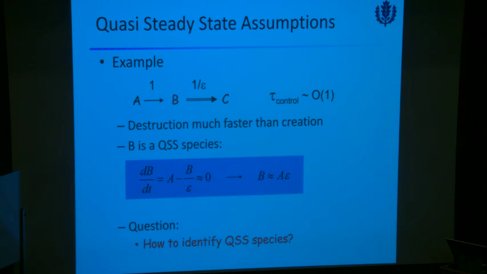Just give me one more minute. I have my timer set on, so I don't want to run over time too much.